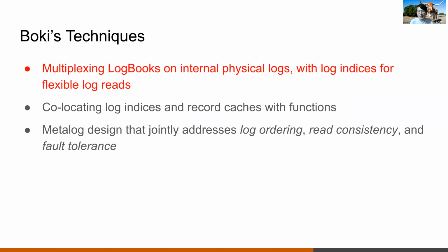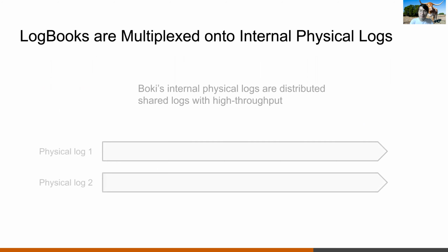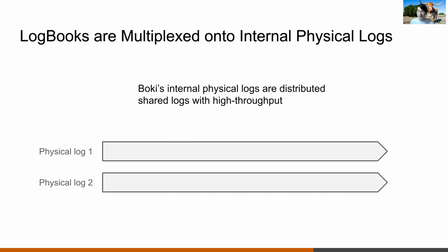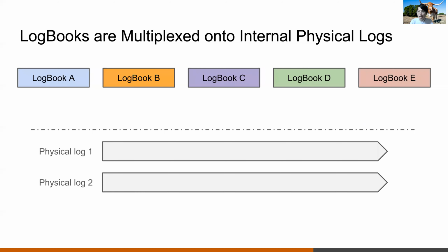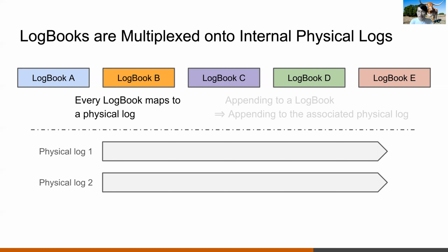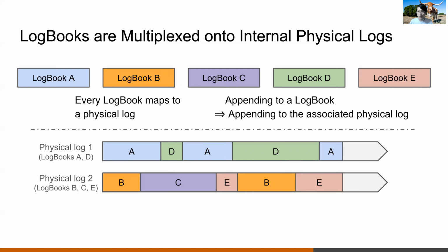So let's start with the first technique. In Boki, the internal physical logs are distributed shared logs with high throughput. For application-level logbooks, each logbook maps to a physical log. So appending to a logbook translates to appending to the associated physical log. In this case, logbooks actually multiplex over internal physical logs. In the example, logbooks A and D are multiplexed on physical log 1, while logbooks B, C, and E are multiplexed on physical log 2.